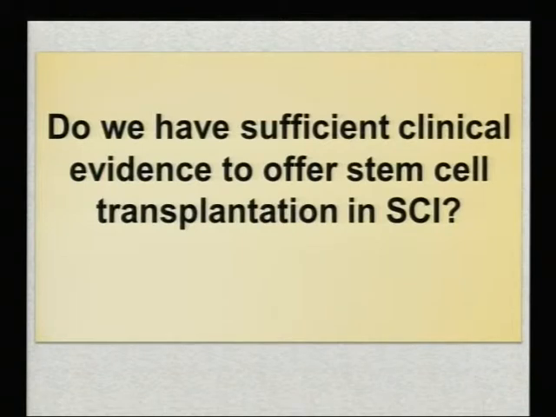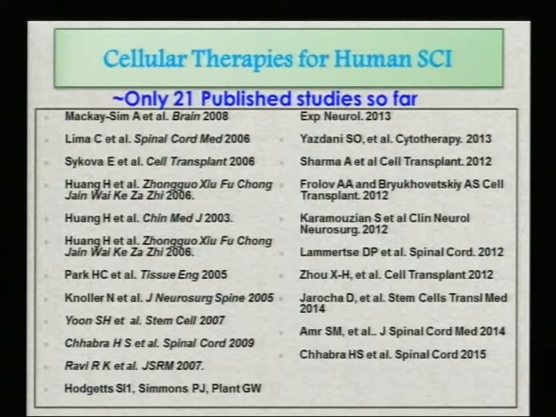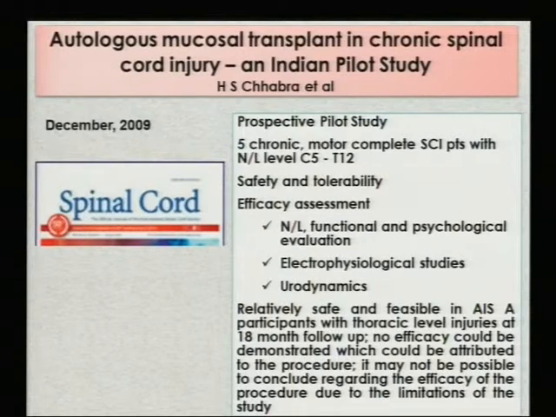Now, after preclinical evidence, the next logical question would be, do we have sufficient clinical evidence to offer stem cell transplantation in spinal cord injuries? There have been only 21 published studies so far. That's what we are aware of. And we have summarized this in our publications.